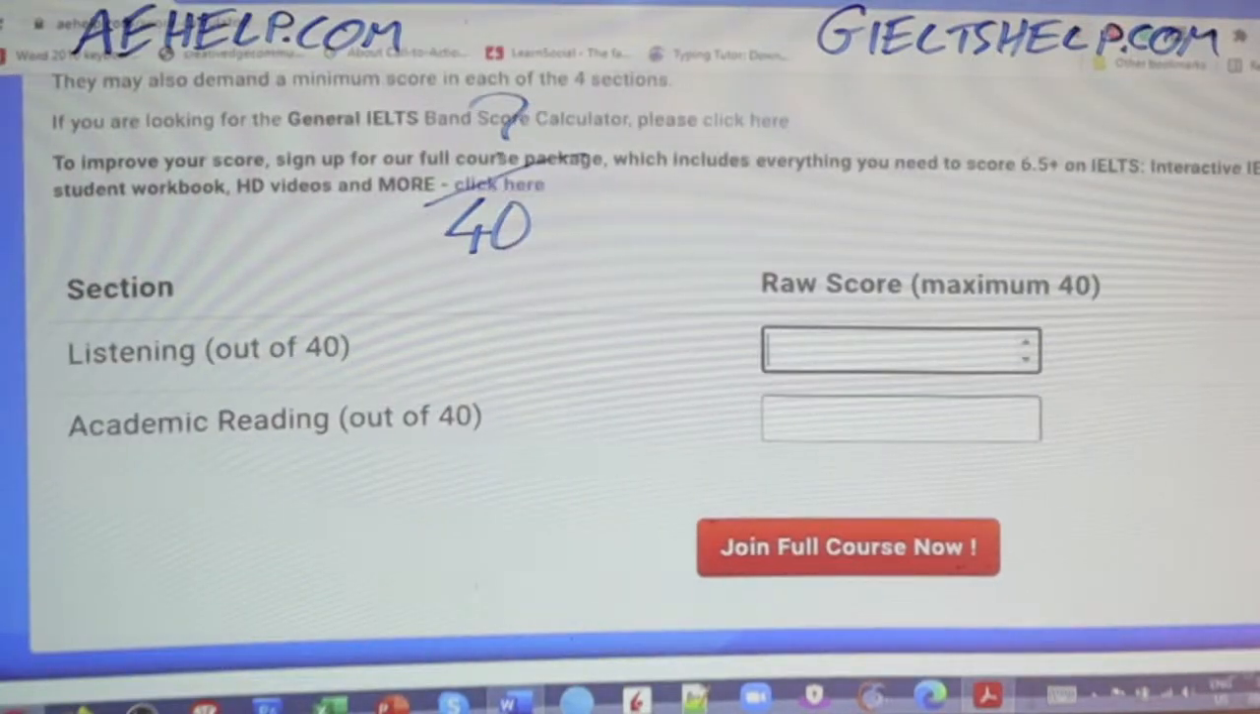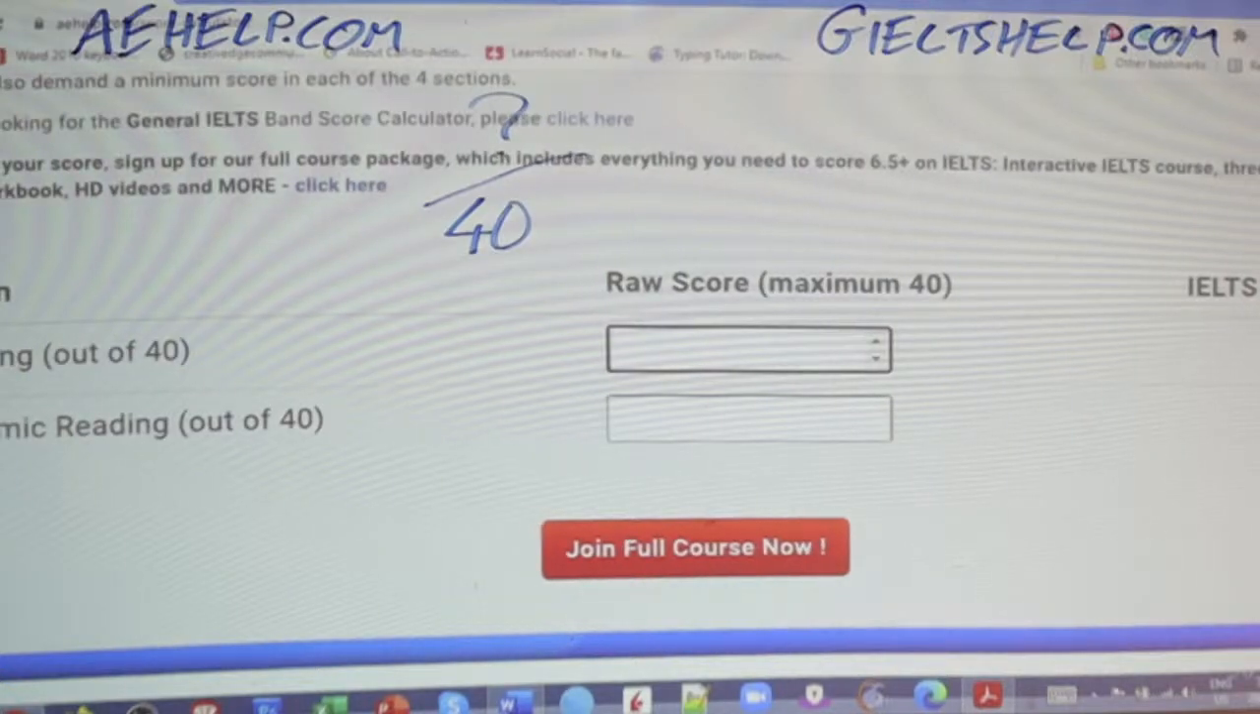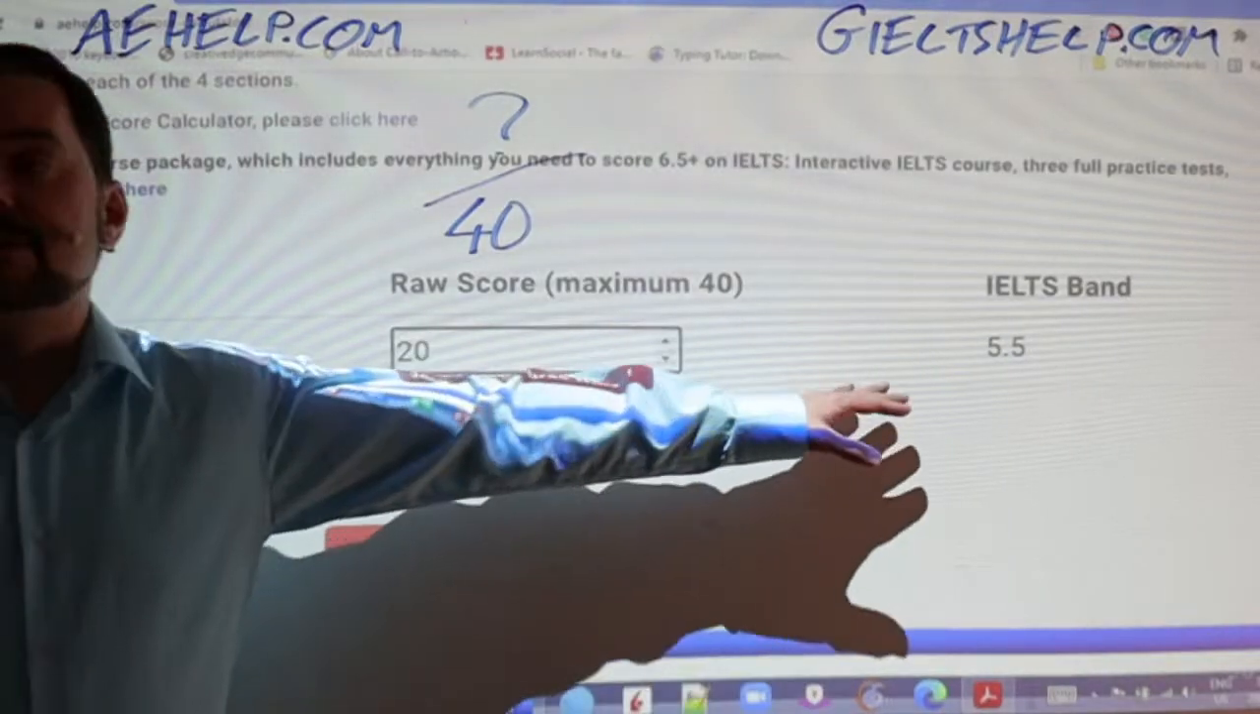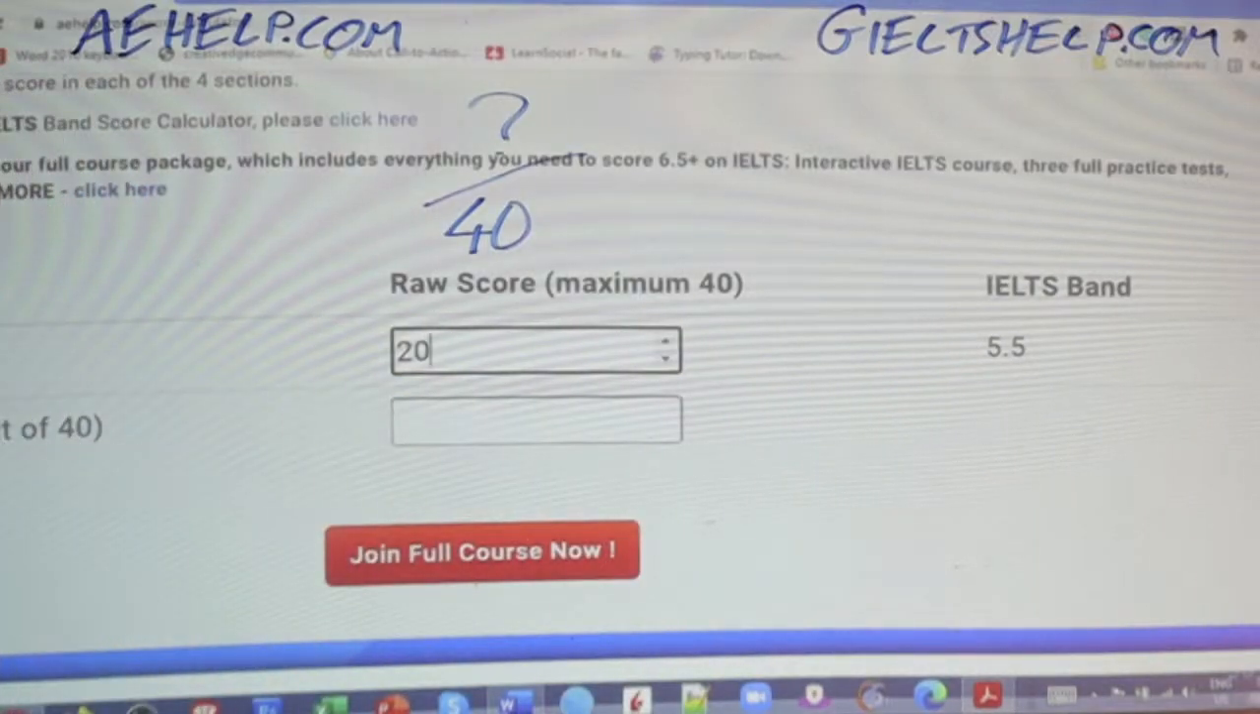There comes the listening. So Marjona says 37. Marjona, it's pretty good. A 37 is an 8.5, okay? Verma says 32. 32 is a 7.5. Diraj Kumar says, I got 20 out of 40. 20 out of 40 is a 5.5, okay? Jack William, 25, is a band 6. Okay. And Duke Duong says, I got 30. 30 is a band 7.